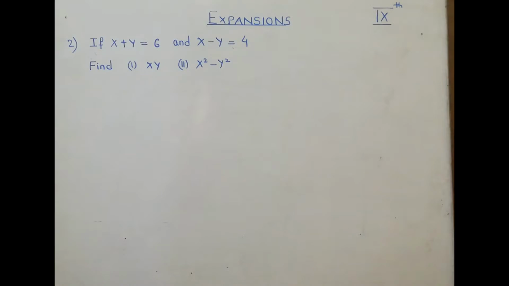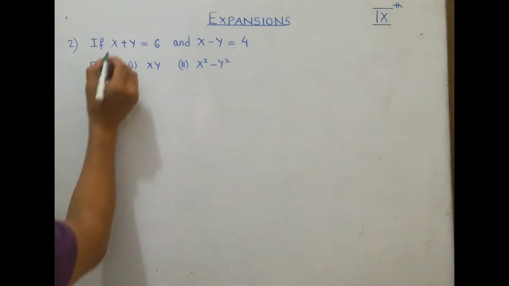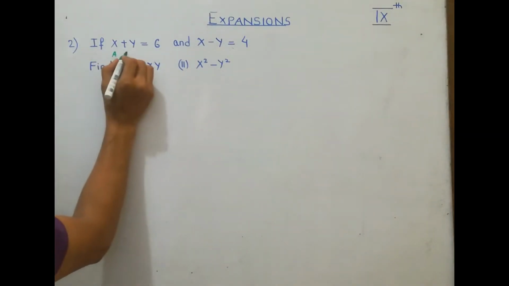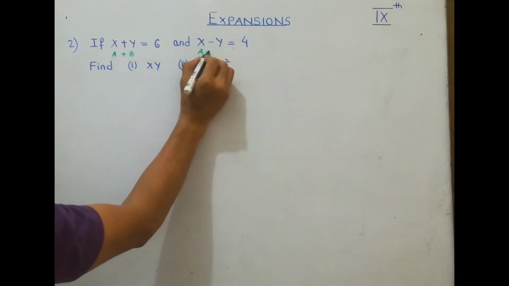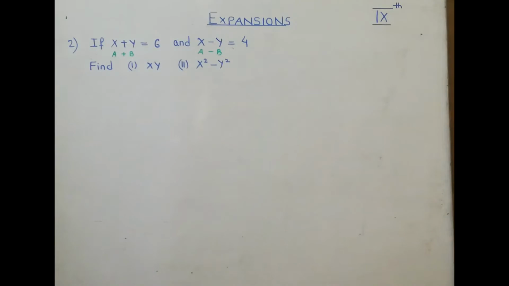In question number 2, we can say they have given us A plus B as well as A minus B. This is given to us. Now you see here, this you can read as A plus B, and this you can read as A minus B. So in the question we will say that A plus B and A minus B are given to us.